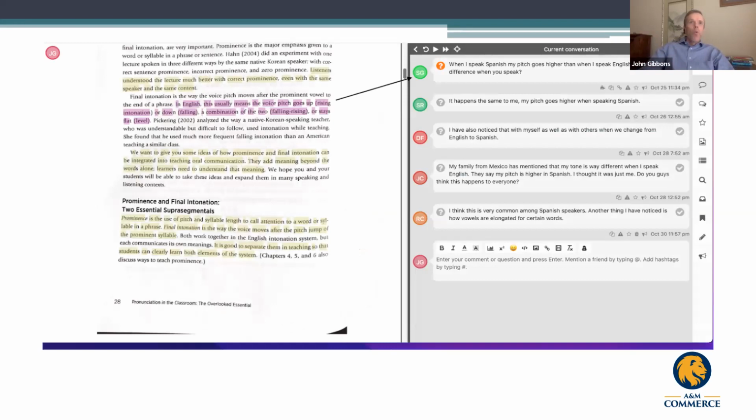And then one more here with students. One thing I did see was a lot of students bringing in their own personal experiences into it. So here you have a student talking about, I had a lot of bilingual students in this class. And so we have this teacher, or teacher trainee: when I speak Spanish, my pitch goes higher than when I speak English. Do you all hear this?